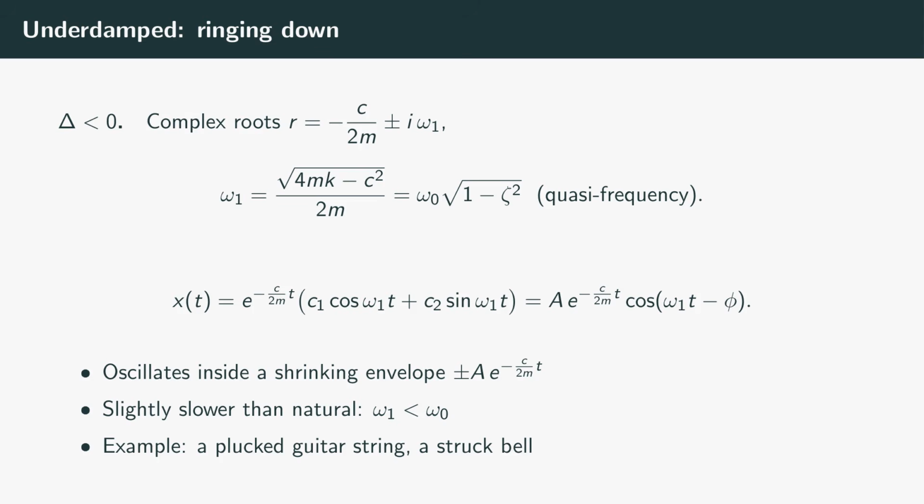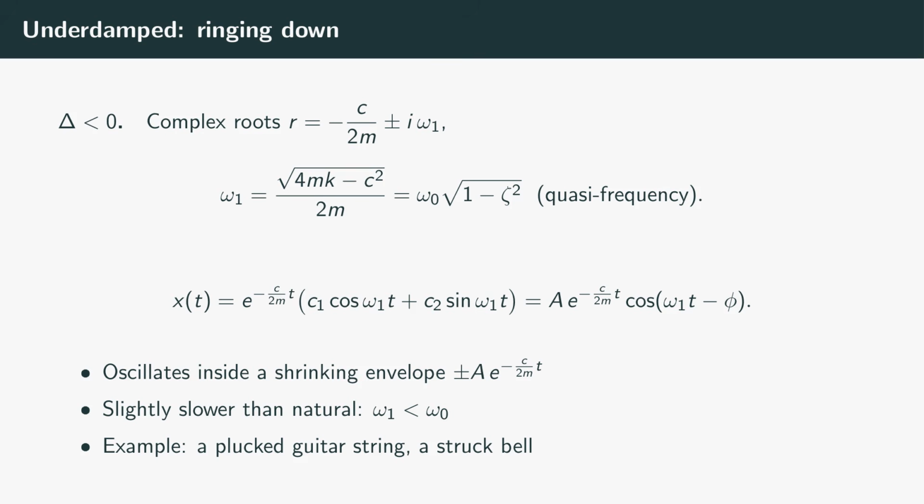Take the underdamped case first, where damping is light and the discriminant is negative. The roots are complex, a real part of minus c over 2m, plus or minus i times a new frequency omega 1. That omega 1, the square root of 4mk minus c squared, all over 2m, is called the quasi-frequency, and it equals omega naught times the square root of 1 minus zeta squared, always a little slower than the undamped natural frequency. The solution is a cosine wave multiplied by a decaying exponential.